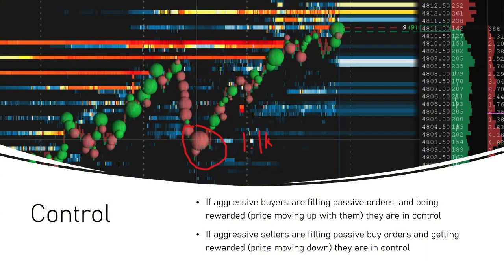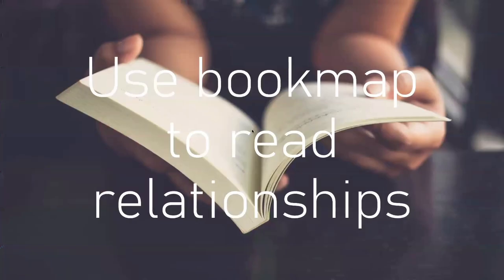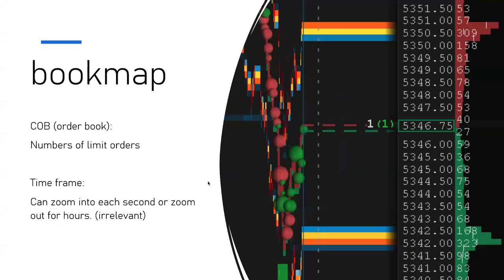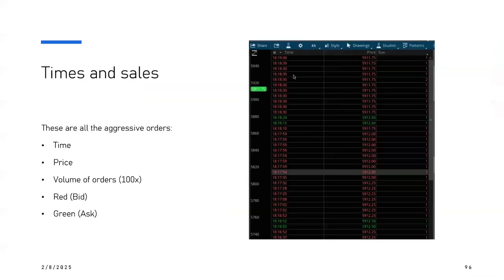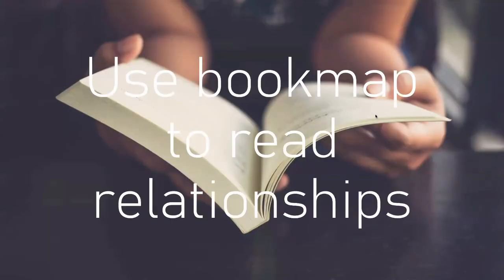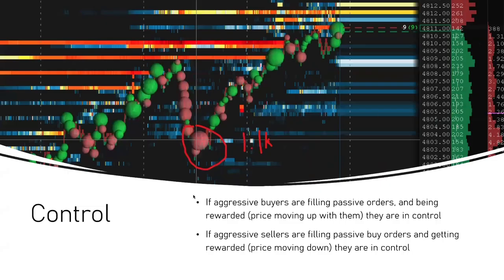Because of this, I mentioned the time frame on Bookmap is irrelevant. There is no time frame since you can zoom in and out. There's no time frame for level 2 and times and sales. It's just active data. There's no such thing as a time frame for Bookmap. A lot of people don't understand that part.